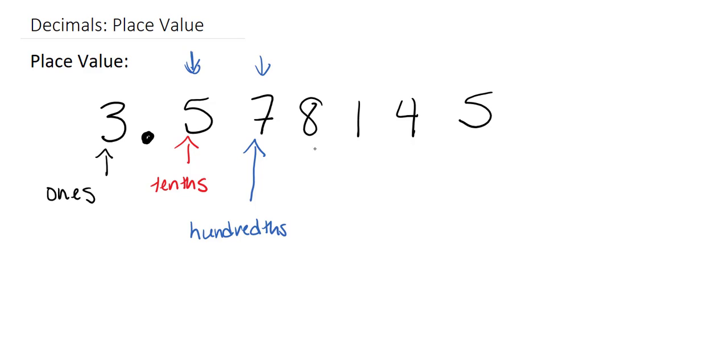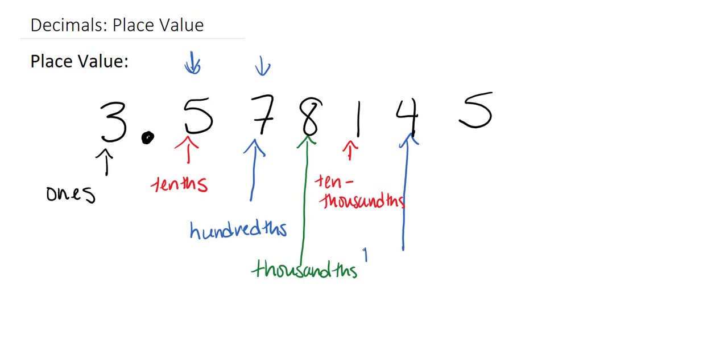Now let's move on to our 8, which is now our thousandths place value. Then we're going to go to our 1, which is our 10 thousandths place value. Then we have our 100 thousandths. You can kind of see the pattern from when we looked at place value in terms of whole numbers, how we go from 10 to 100.